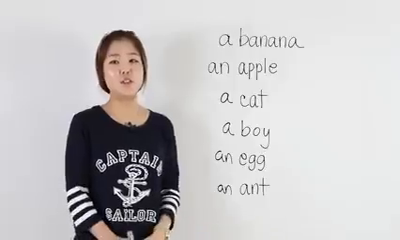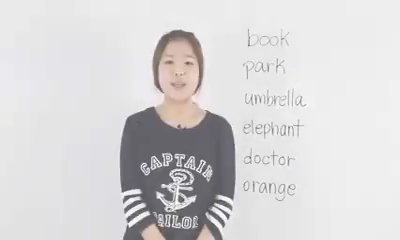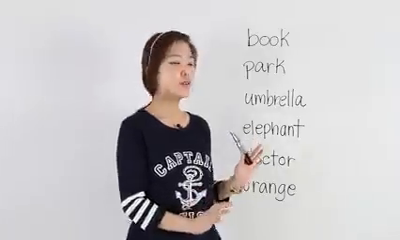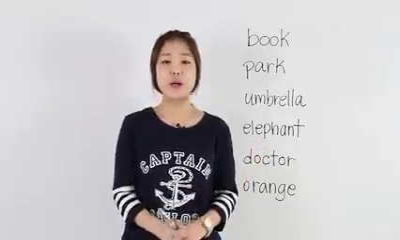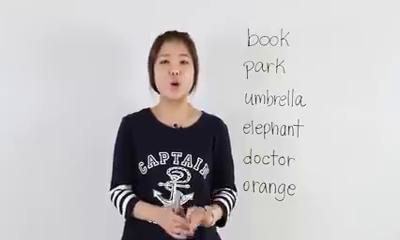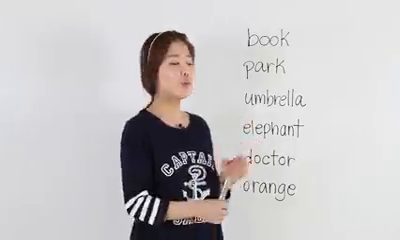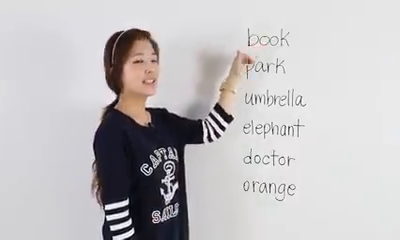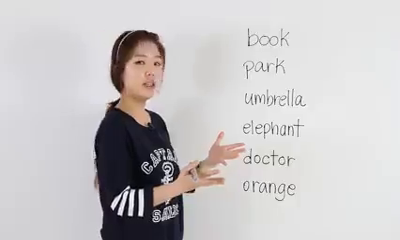Okay, let's move on to the next part. Okay, let's do some extra practice. I have some nouns on the board. Remember, a noun is a person, place, thing, or animal. So let's go through them one by one. A book is a thing. It's a thing that we read.